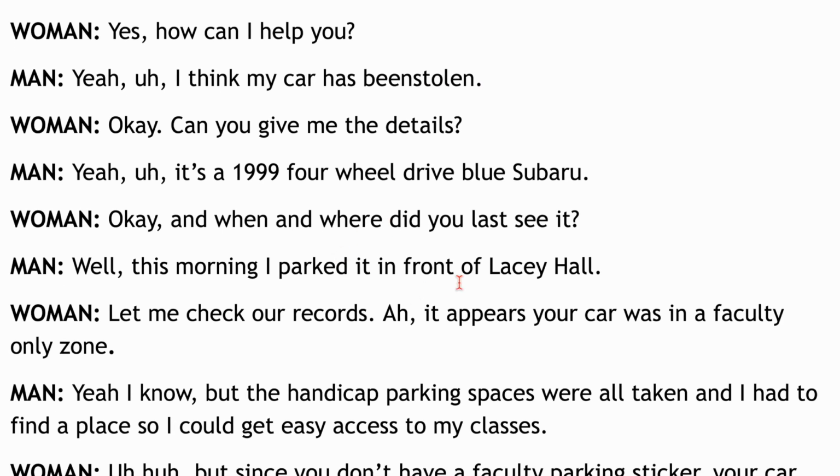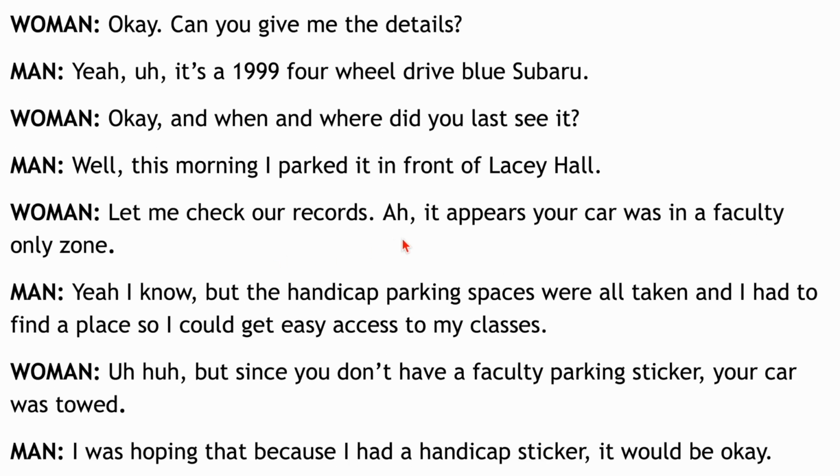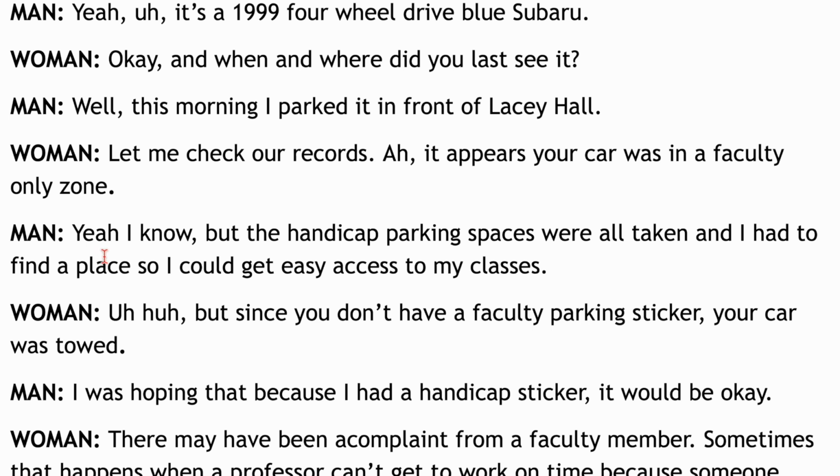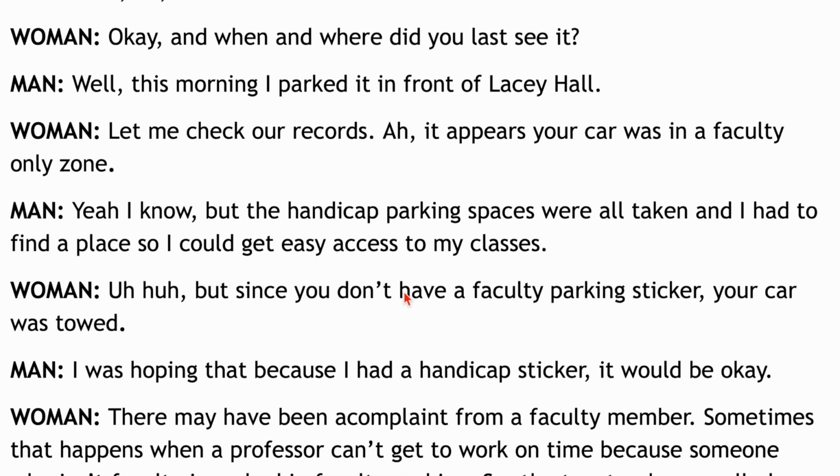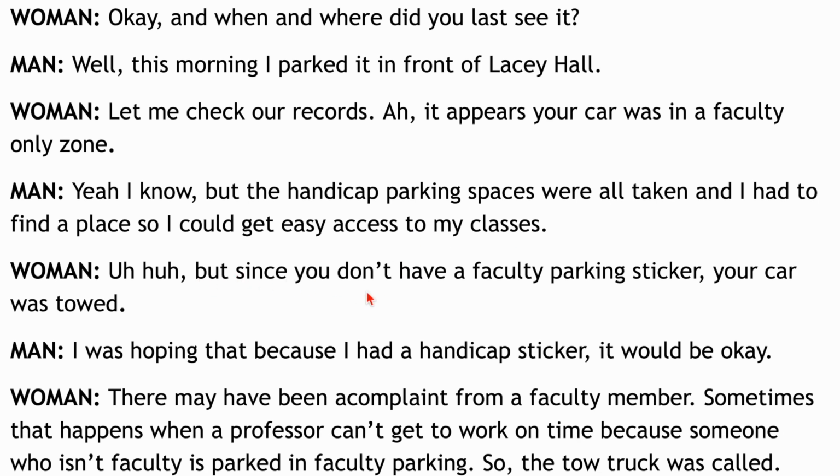Well, this morning I parked it in front of Lacey Hall. Let me check our records. It appears your car was in a faculty-only zone. Yeah, I know, but the handicapped parking spaces were all taken and I had to find a place so I could get easy access to my classes. But since you don't have a faculty parking sticker, your car was towed. Okay.